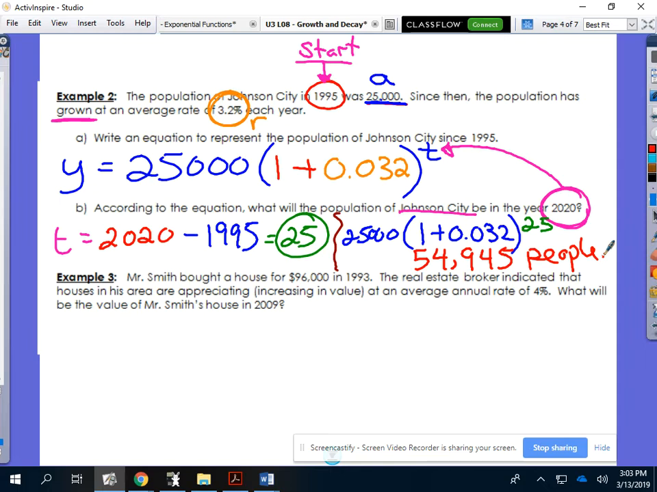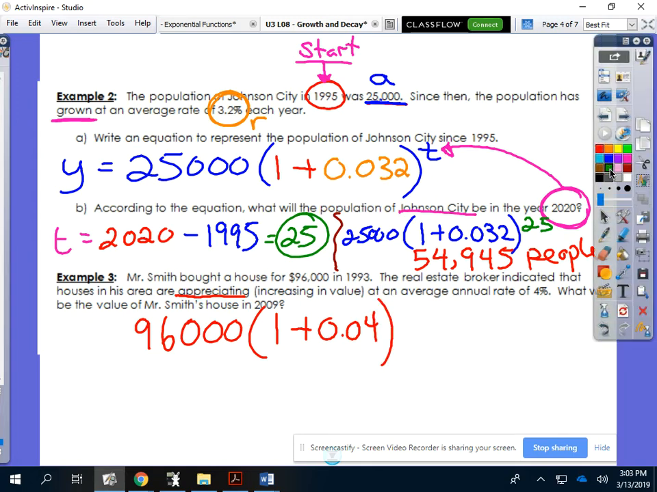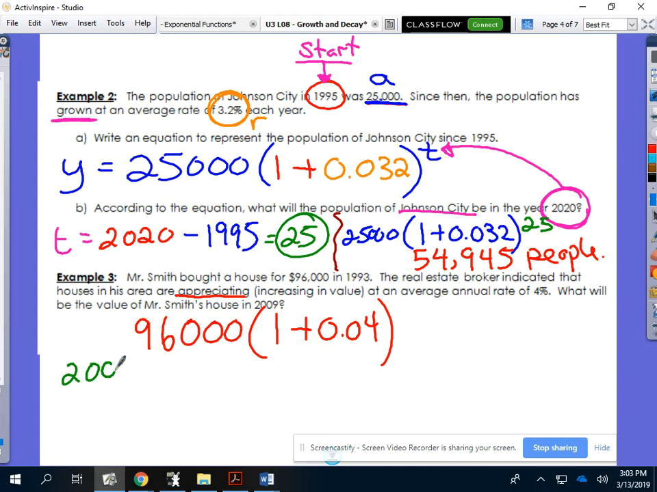So hopefully you're back. Your function should be 96,000, open parentheses, 1 plus, because we're appreciating. Our home that we bought is appreciating at a rate of 4%, which is 0.04. Close the parentheses. What are we going to raise it to? Well, we bought the home in 1993, and it's now 2009 in this problem. So if we do 2009 minus 1993, think about that right there.